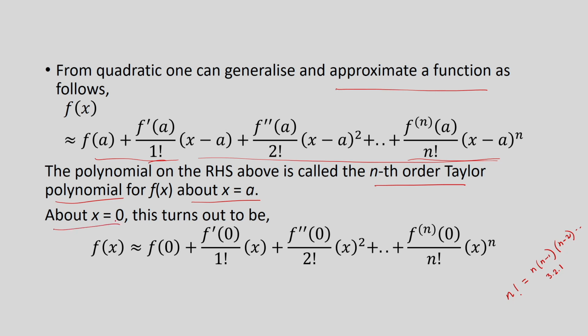So, about x is equal to 0, that is, if you take small a is equal to 0, then this term on the right hand side becomes a little bit easier to deal with, a little bit simpler. Then it becomes f of 0 plus f dash of 0 divided by factorial 1 multiplied by x plus f double dash of 0 divided by factorial 2 x square plus dot dot dot. The last term is f^n of 0 divided by factorial n multiplied by x to the power n.